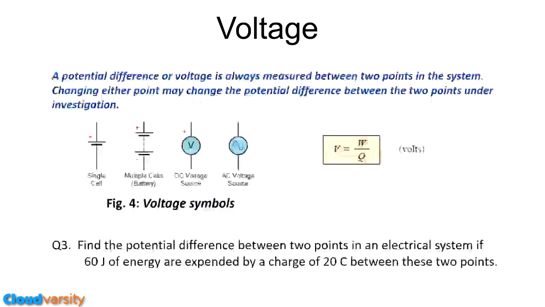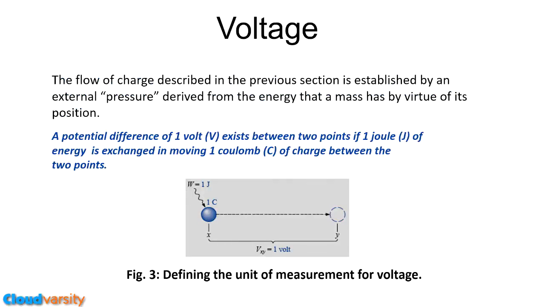As you can see, voltage is equal to W by Q. We had done 1 joule of work and 1 coulomb of charge, so 1 divided by 1, so 1 volt. So to move this 1 coulomb of charge from here to here, we needed 1 volt.